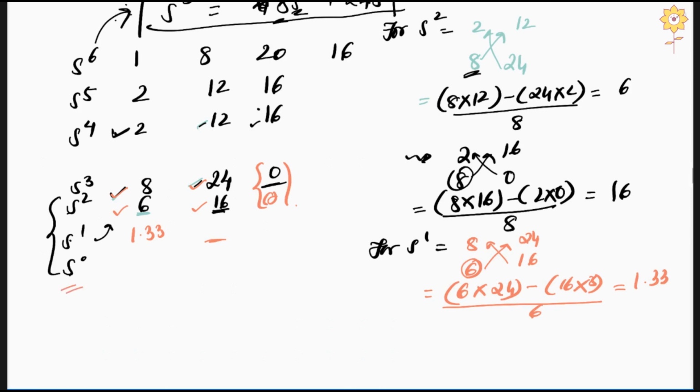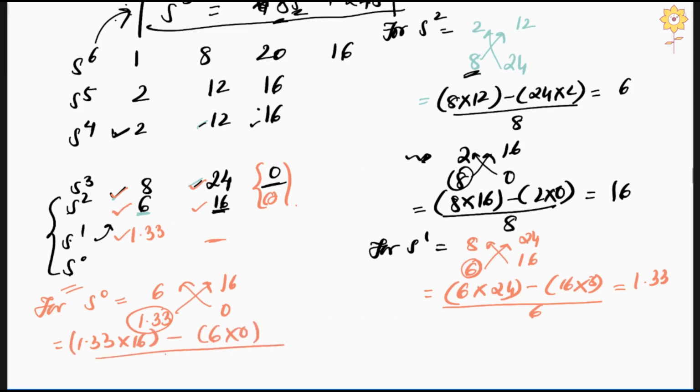Now, let us do it for S0 finally, and then we will have the complete Routh's array. So, for S0 preceding values are 6 and 1.33. So, 6, 1.33, and we have 16 and 0. Start cross multiplying from this value. You have 1.33 into 16 minus 6 into 0 upon 1.33. So, this goes, this goes, finally you will be able to get 16, write the value over here.